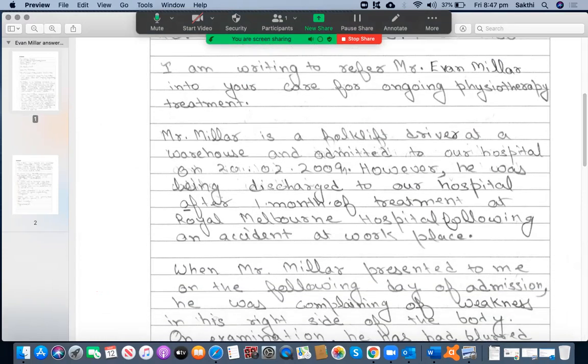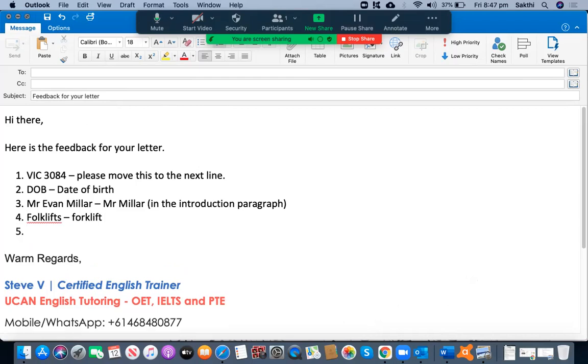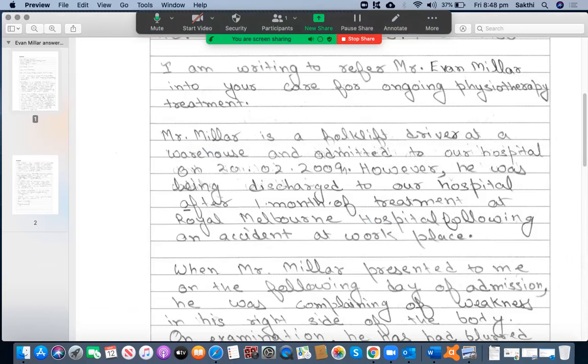Mr. Millar is a forklifts driver. Okay, so don't use forklifts driver. It's not the forklifts driver, but forklift driver. So forklifts driver, that's wrong. It's actually a forklift driver. Okay, and it has got two words as well. That's another issue because it should be F-O-R-K. It's one word only. So the way you have written down is incorrect. It doesn't have the correct spelling. All right, let's go to the next one.